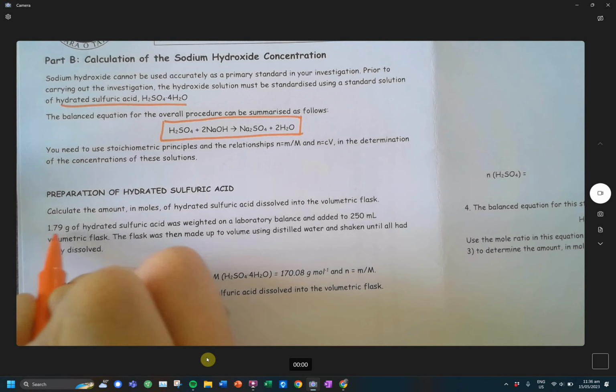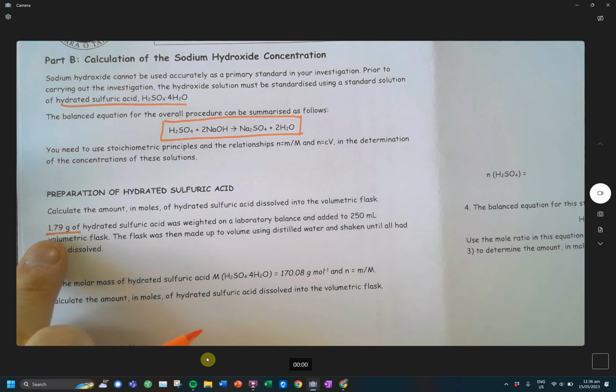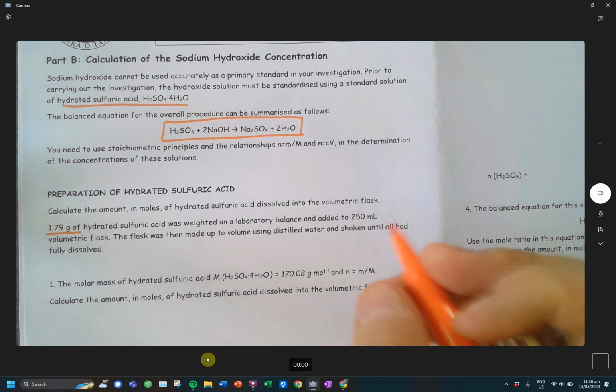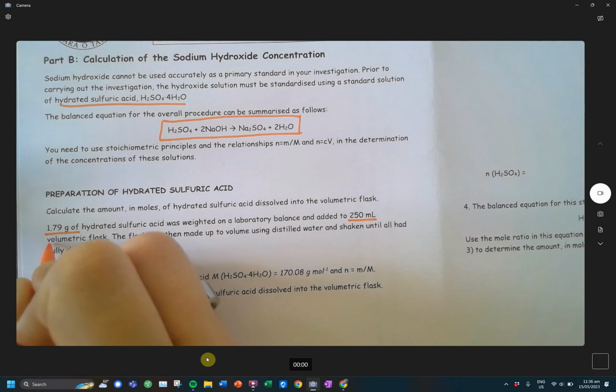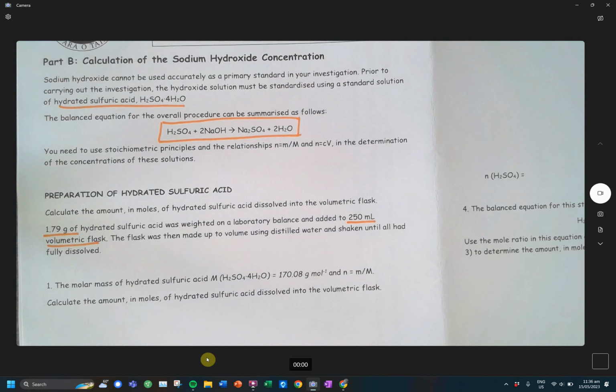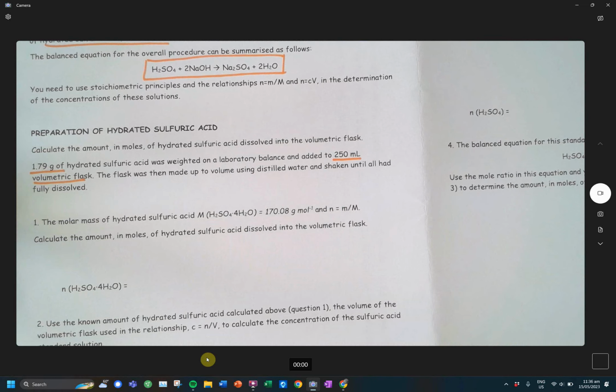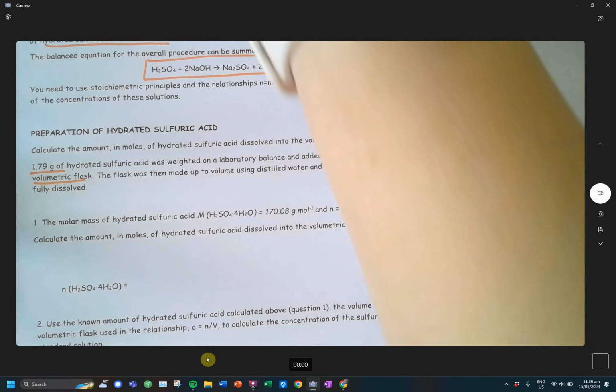So they say that I weigh out 1.79 grams of the sulfuric acid in a dry laboratory, and I add it to 250 milliliters of water. And then I shake it and it's fully dissolved. Now what I need to then do is calculate the concentration of this sulfuric acid that I made. So we're using those equations that we've talked about in the previous lesson.